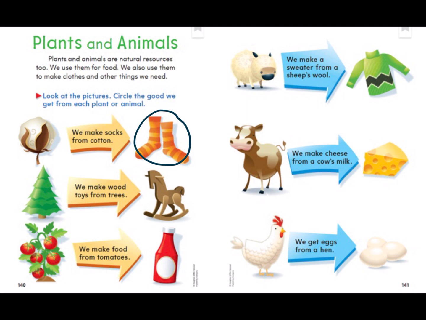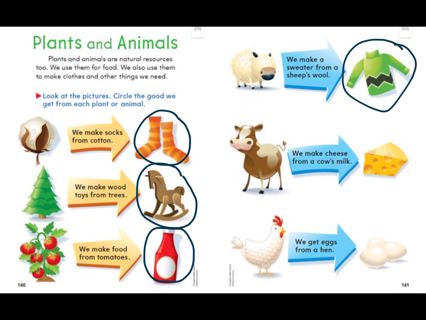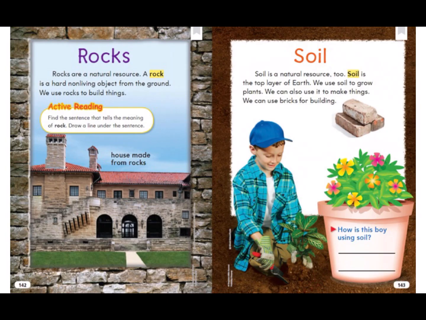We make wood toys from trees. We make food from tomatoes. We make a sweater from a sheep's wool. We make cheese from a cow's milk. We get eggs from a hen. Let's go on to our next page.